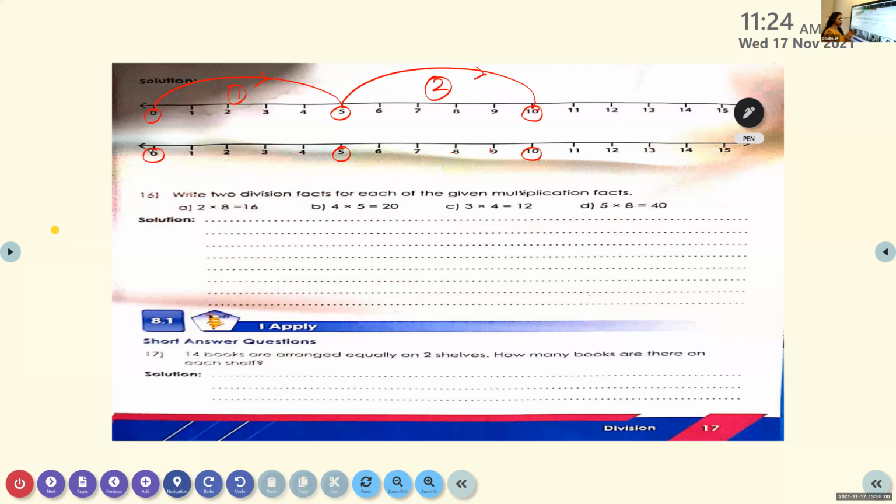10 to 5. In division, you have to start from many because you have many things with you. That many things has to be shared, isn't it? So the biggest number should come first. And at last, nothing will be there in your hand. So it should be at the last. So start from 10. 10 to 5. First jump. Yes, it is a backward jump. Then 5 to 0. Second jump. Again backward.